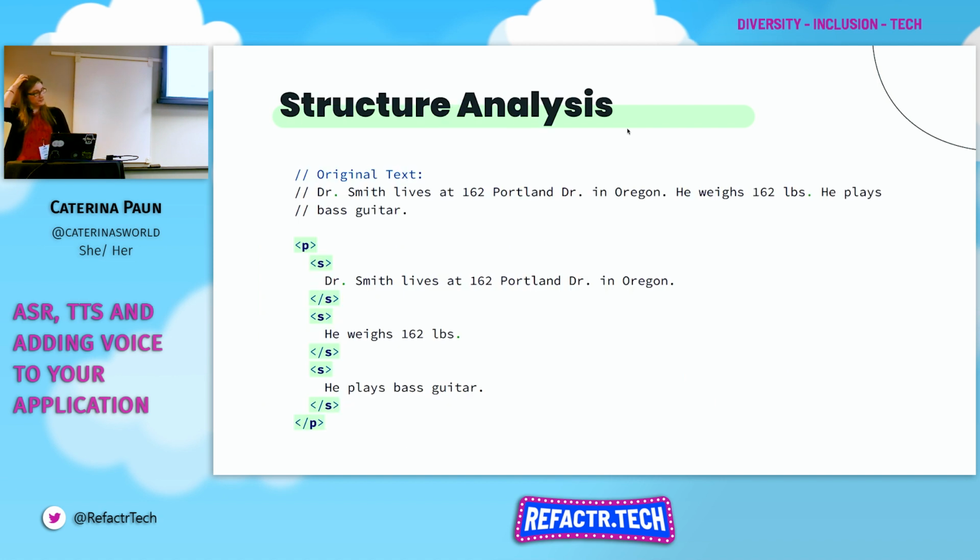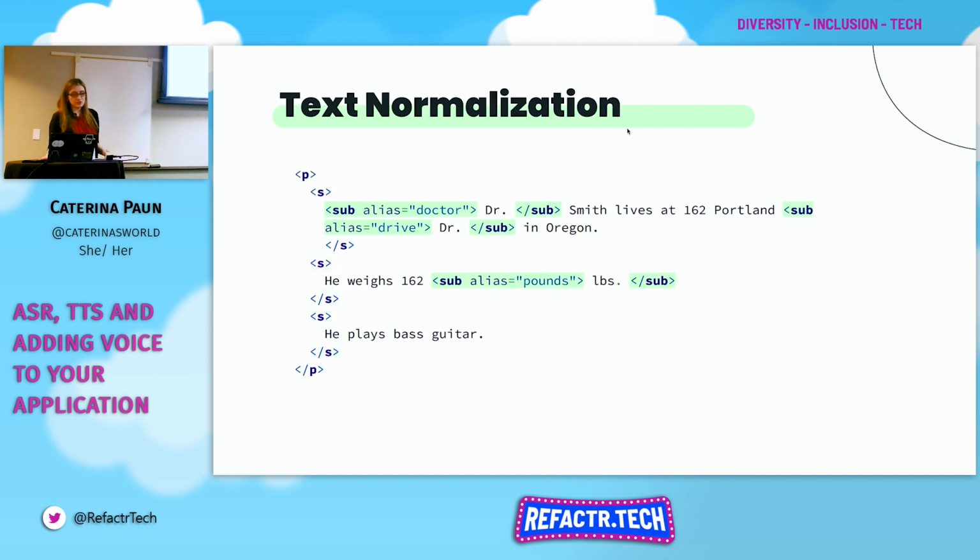And so just taking a look at an example, starting with a sentence like Dr. Smith lives at 162 Portland Drive in Oregon. He weighs 162 pounds. He plays bass guitar. So we have maybe a paragraph. The P is a paragraph. The S is a sentence. So we're just adding that initial structure.